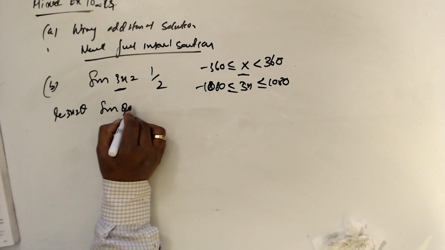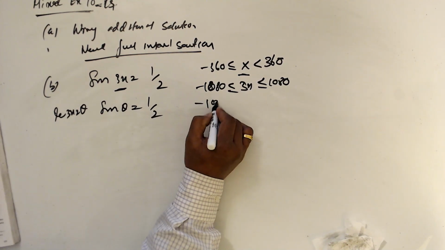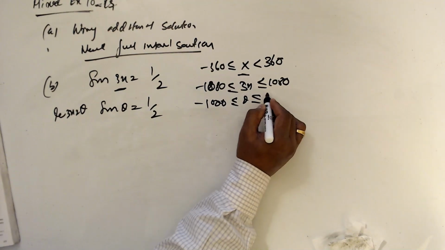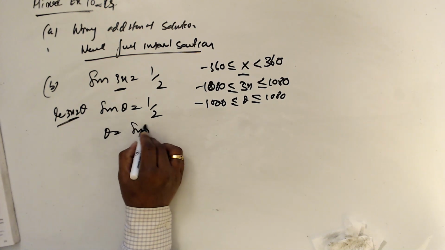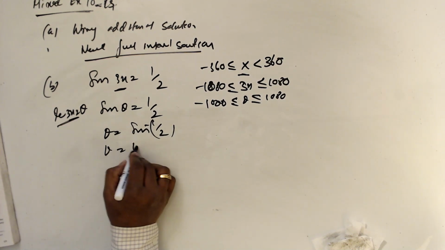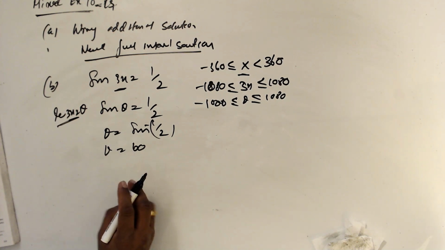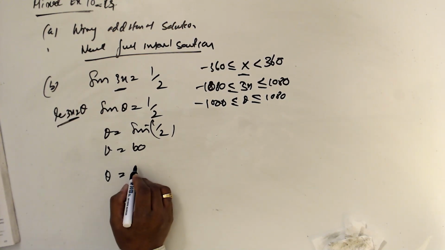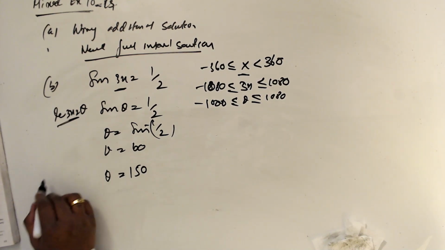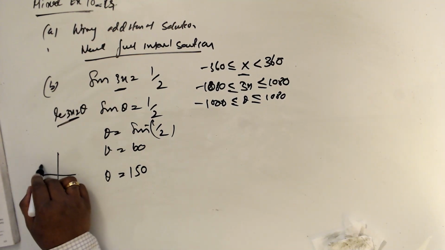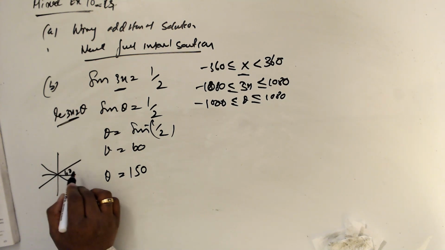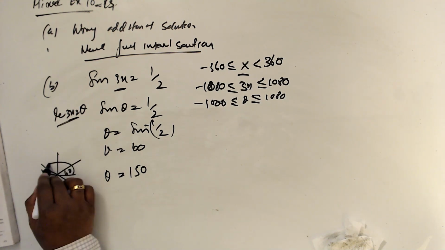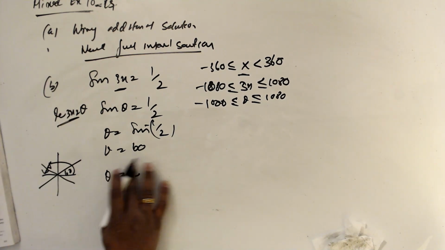Now you know that to avoid that mistake we do this. Now theta is between minus 1080 and 1080. I take 3x equals theta. Now theta equals sine inverse half. Theta equals 30. Now earlier we saw that 30 and the other set of answers is what? 150.